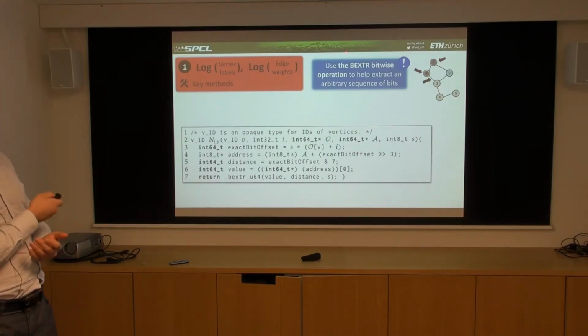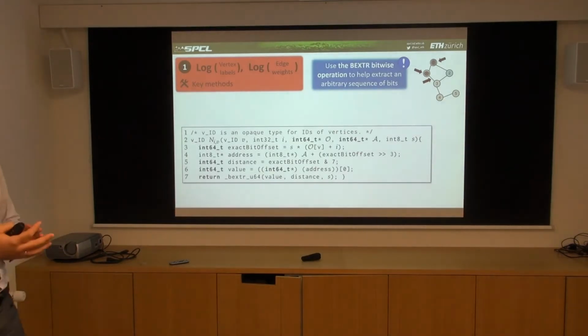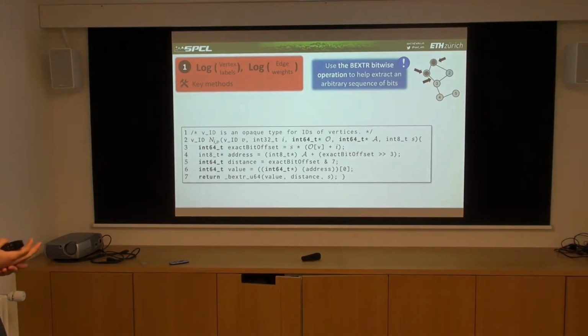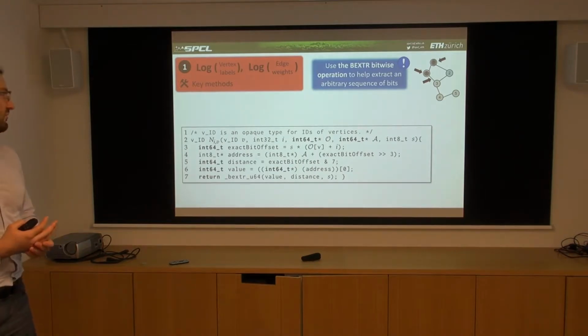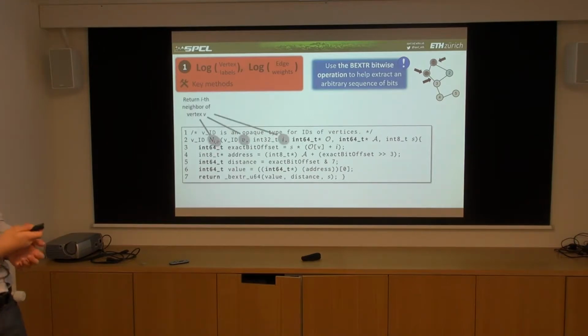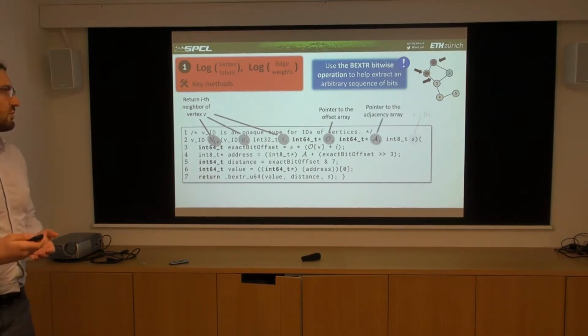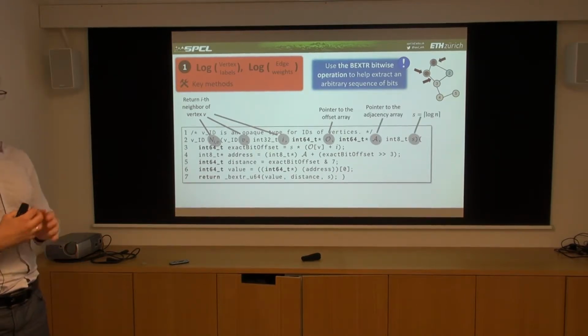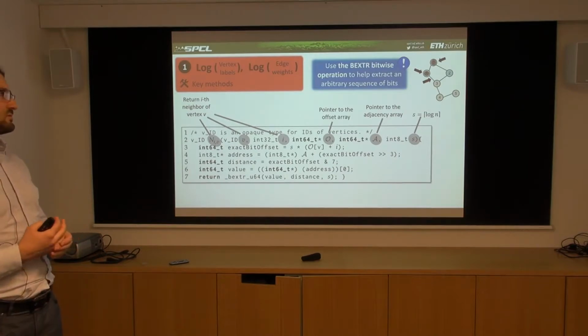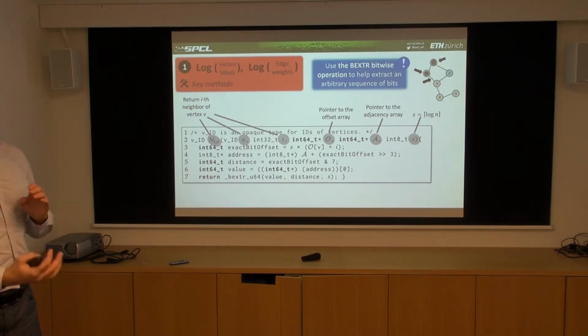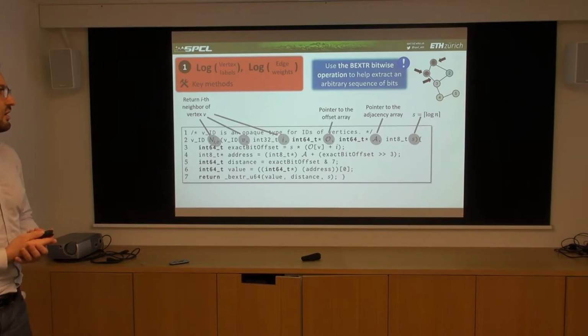And so here we use this BEXTR bitwise operation, and the whole function is as follows. For example, in our function NIV, which returns the label of the ith vertex in the neighborhood of vertex V, we have the following arguments: the ID of the vertex that we are considering, the sequence number of its neighbor, the pointer to the offset array, the pointer to the adjacency array, and the parameter that tells us what is the actual compression ratio, the logarithmization ratio in our representation.